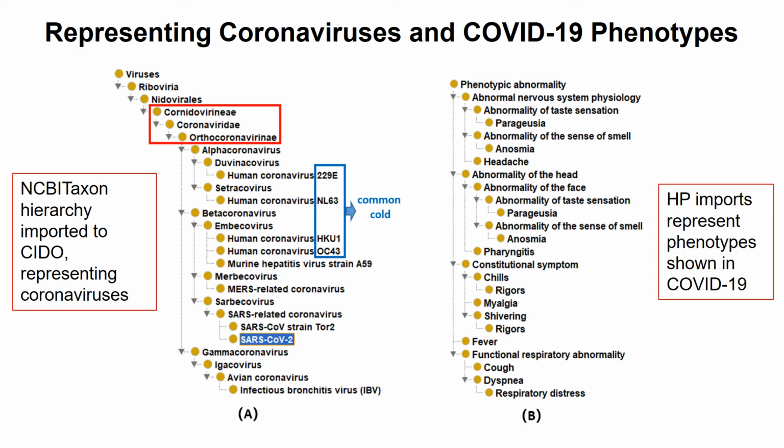We can also have some other examples, like coronaviruses for other animals. In terms of host phenotypes, we look to the HPO to classify many common phenotypes that are often shown in COVID-19.